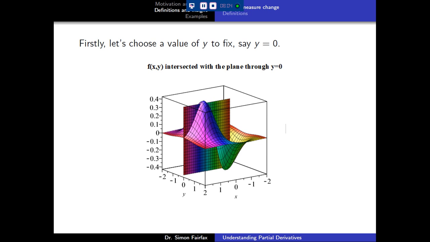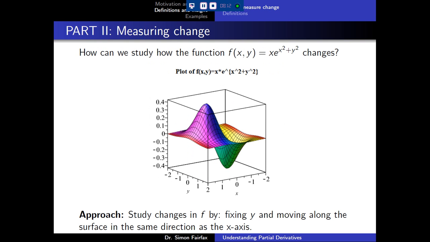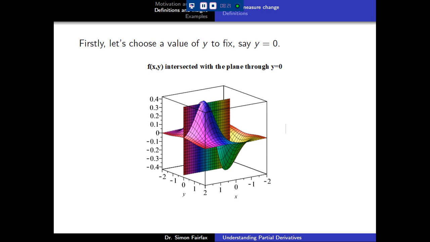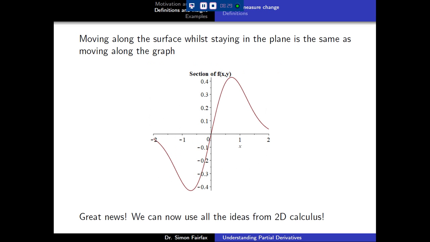We can do a bit better than this. This is quite hard to visualize. We can go to our function. We can put y equal to 0. So if I go back one, here's our function f. If we put y as 0, that is just x e to the x squared. So the intersection of the plane and the surface is x e to the x squared. So we can plot that. Effectively, moving along the surface while staying in that plane is just the same as this graph, which is x e to the x squared. So that's how the surface changes moving in this direction.